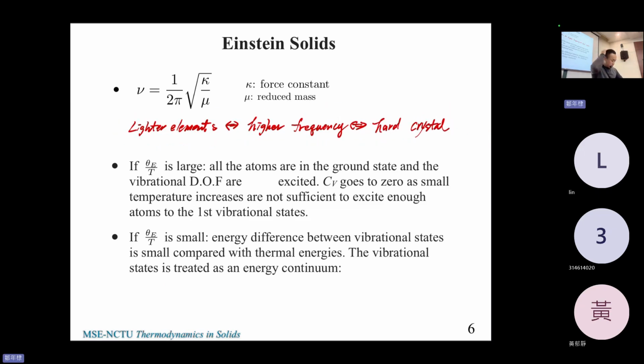And if theta E over T is large, which means that it's low T, all the atoms are in the ground state, right? And vibrational degrees of freedom are not excited, so Cv goes to 0. Very makes sense, right? But if you have a higher temperature, it agrees with the classical value. Okay, so this is a really good theory, a really good model, the Einstein model, right?